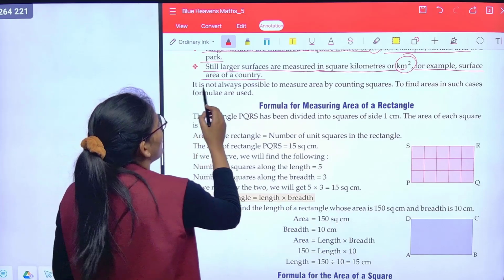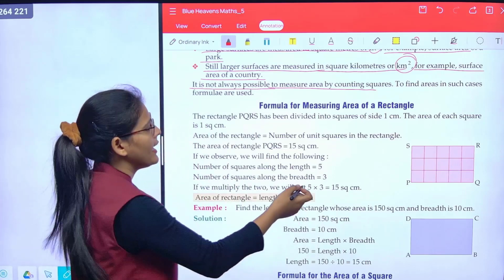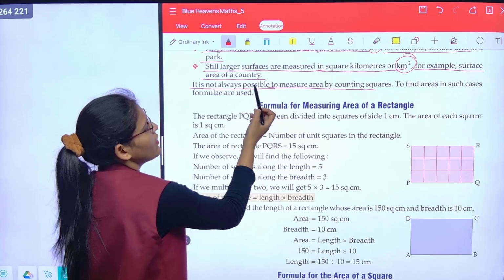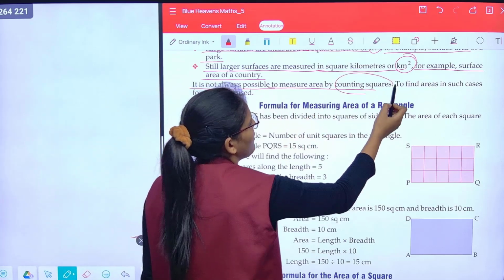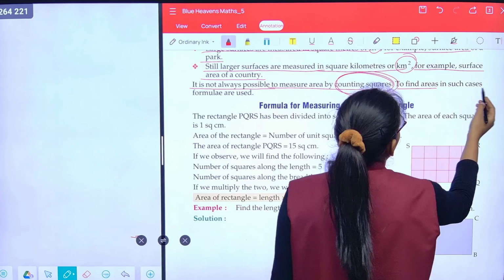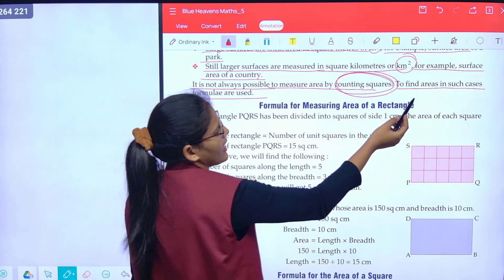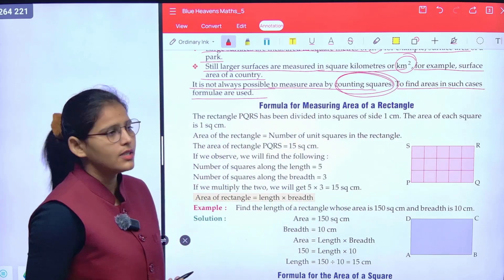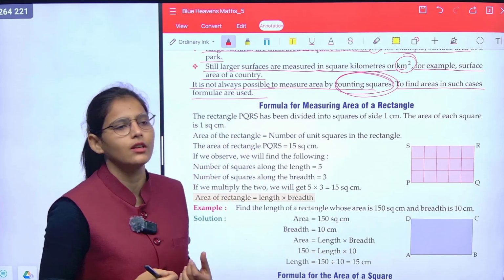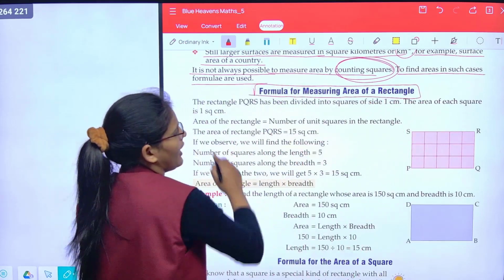Understand? It is not always possible to measure area by counting squares. हम हमेशा अपना एरिया काउंट तो नहीं कर सकते ना. It is not always possible to measure area by counting squares. So to find areas in such cases formulas are used. जब हमारे पास स्क्वायर को हम काउंट करके अपना एरिया नहीं बता सकते तो हम क्या यूज करते हैं क्लास? फॉर्मूला यूज करते हैं. So formula for measuring area of a rectangle.